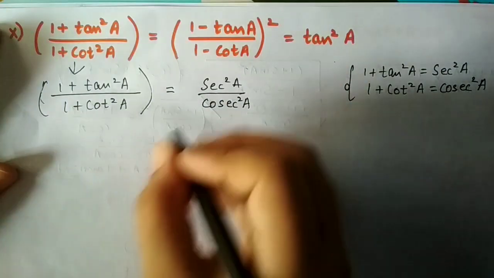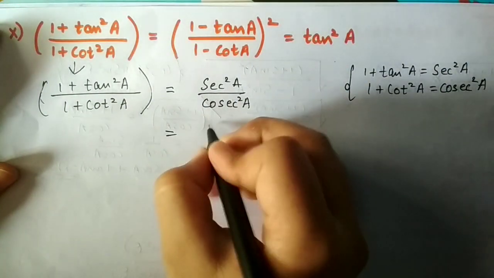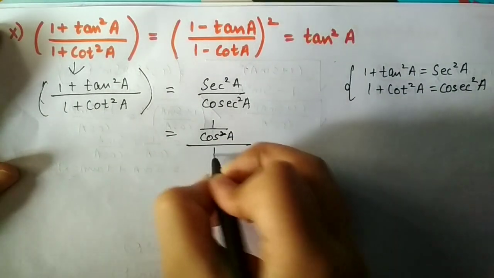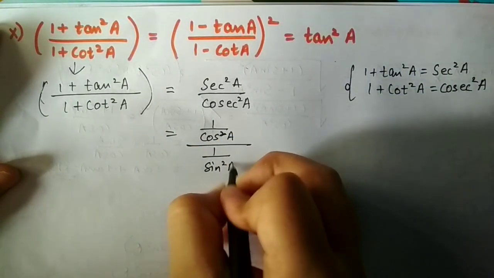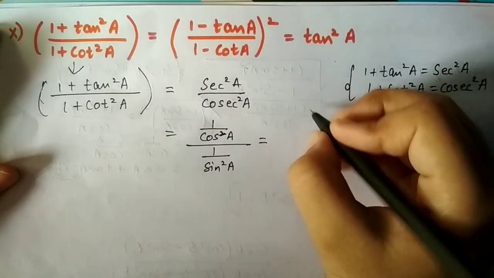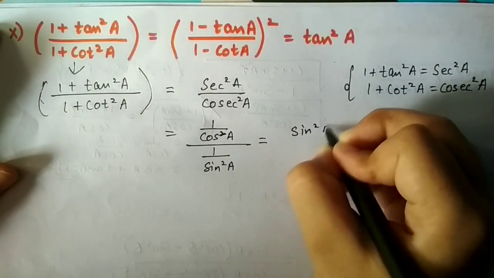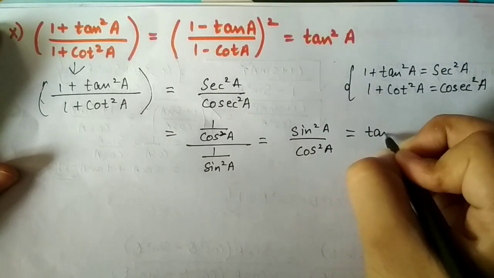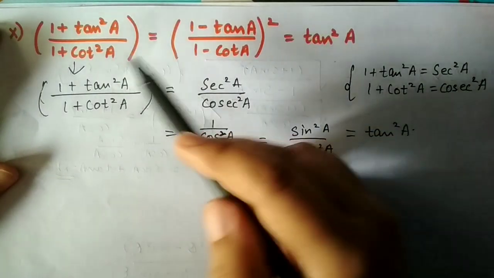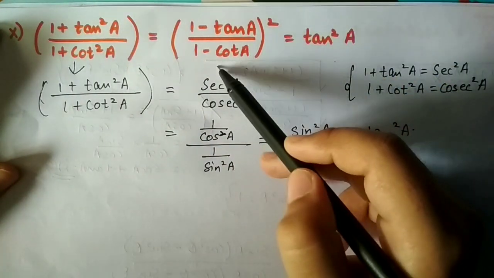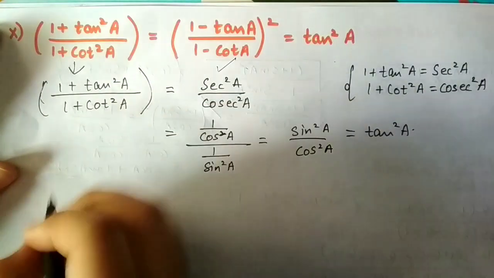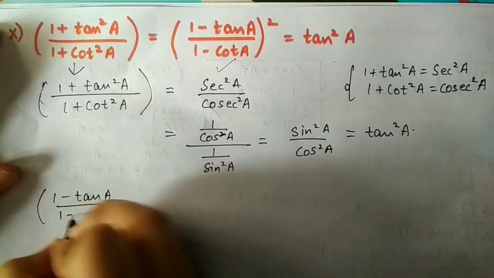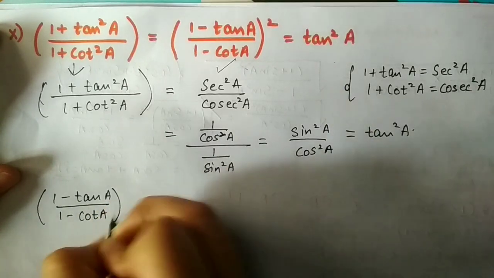Okay, now convert it into simplest form. Write secant square A as 1 upon cos square A, and write cosecant square A as 1 upon sin square A. So you have this equal to sin square A upon cos square A, that is equal to tan square A. So now you have proved this term equal to tan square A. Now let's see this term. Here take 1 minus tan A upon 1 minus cot A whole square.